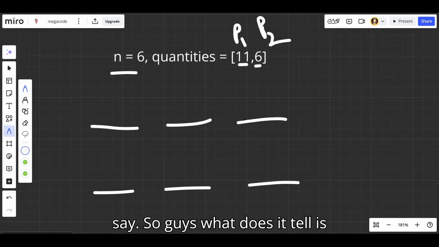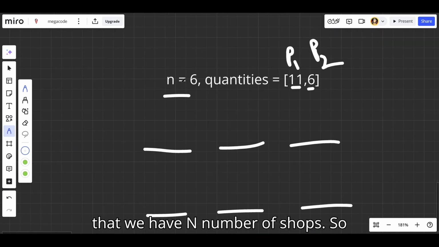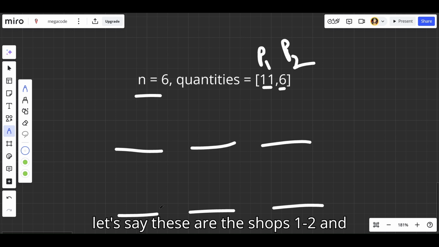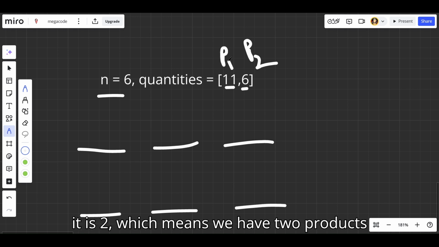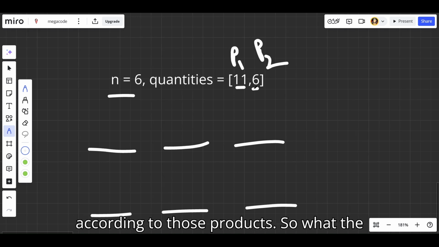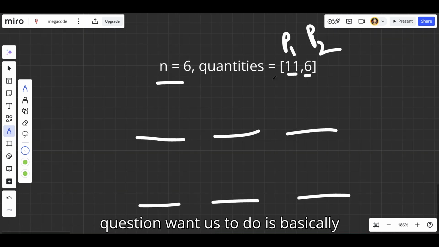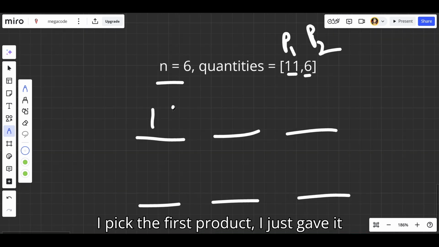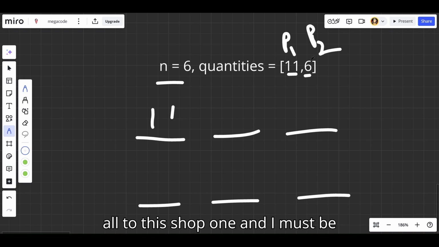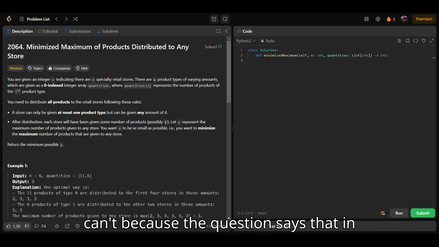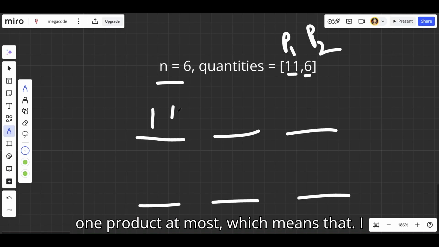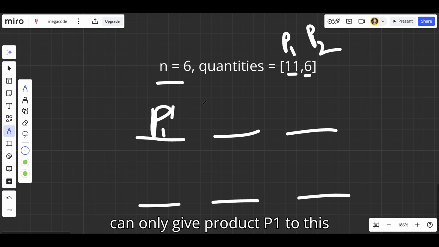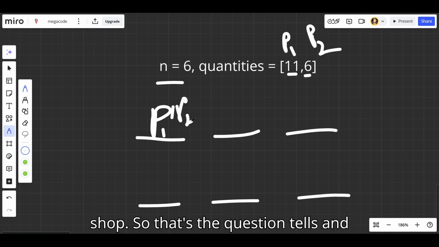So, guys, what it tells us is that we have n number of shops. Let's say these are the shops: one, two, three, four, and so on. And we have a list of products. Let's say the length of it is 2, which means we have 2 products, and these are the quantities of those products. What the question wants us to do is distribute these products. Let's say I pick the first product and give it all to shop 1, and I must be thinking, okay, I should also give the next product to shop 1 again. No, I can't, because the first constraint says you can give at most one product type to a shop, which means I can only give product P1 to this shop, and I cannot give product P2 to the same shop.